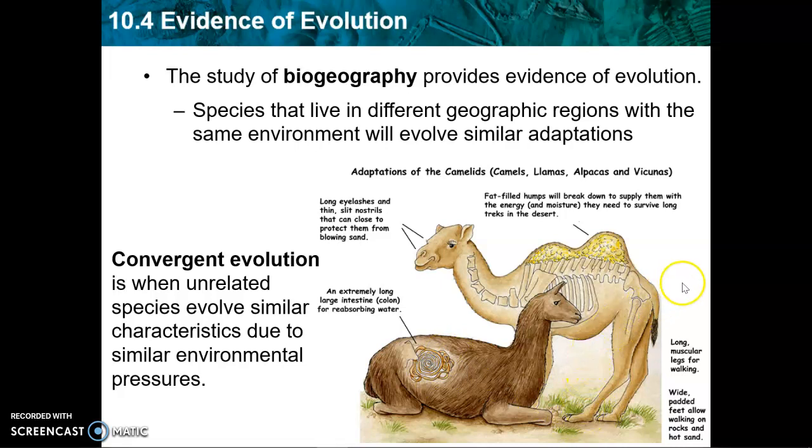All of these adaptations we see in these different types of camelid species, but they don't get them from a common ancestor. They have evolved those adaptations independently over time in different regions of the world.